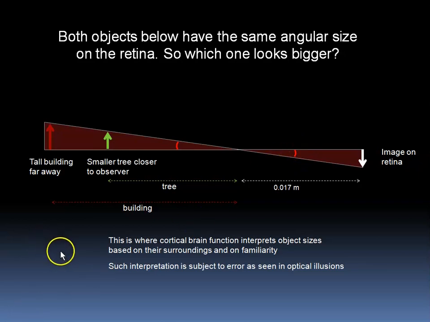This is where cortical brain function interprets object sizes based on their surroundings and on familiarity. This is an interpretation which is subject to error and can sometimes be utilized to create optical illusions.